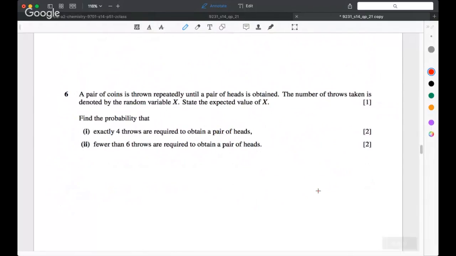Question 6. A pair of coins is thrown repeatedly until a pair of heads is obtained. The number of throws taken is denoted by the random variable x. State the expected value of x. This is a geometric distribution, and for a geometric distribution, the expectation value E of x is just 1 over the probability of success, which is 1 over a half times a half, and that will give you 4.